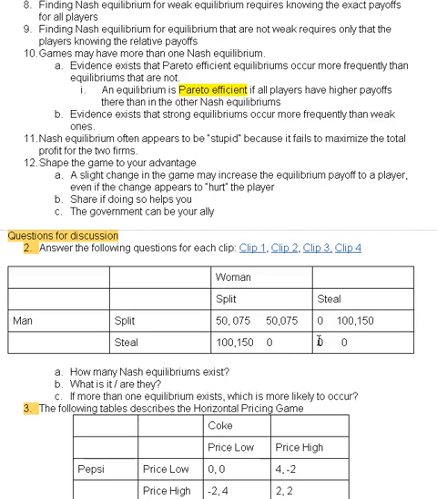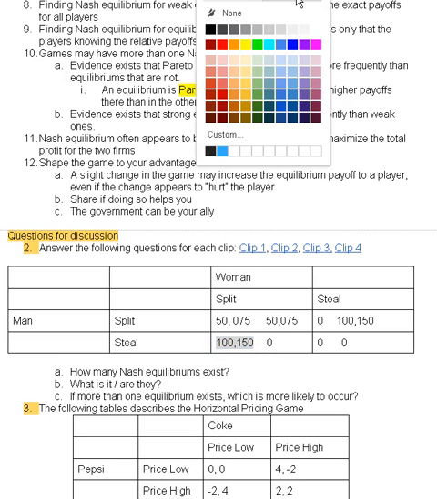To identify Nash equilibriums, I highlight the highest payoff for the column player for each row and the highest payoff for the row player for each column. Any cell that has both payoffs highlighted indicates a Nash equilibrium. So if woman chooses split, the man will either get $50,075 or $100,150. $100,150 is higher, so we'll highlight that with a nice yellow.